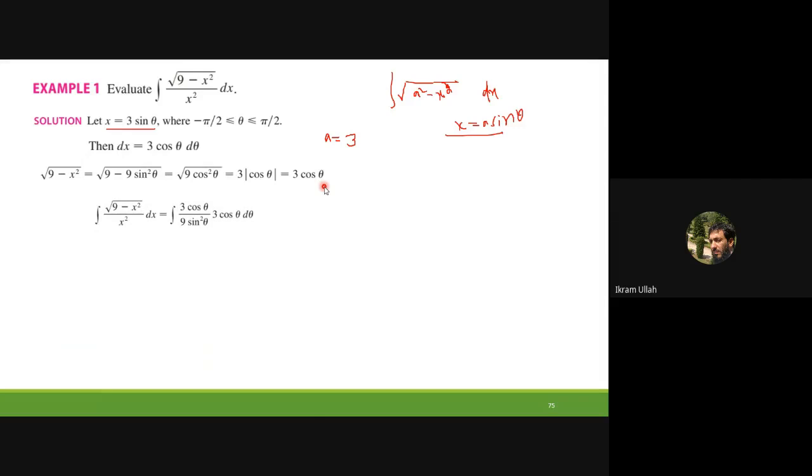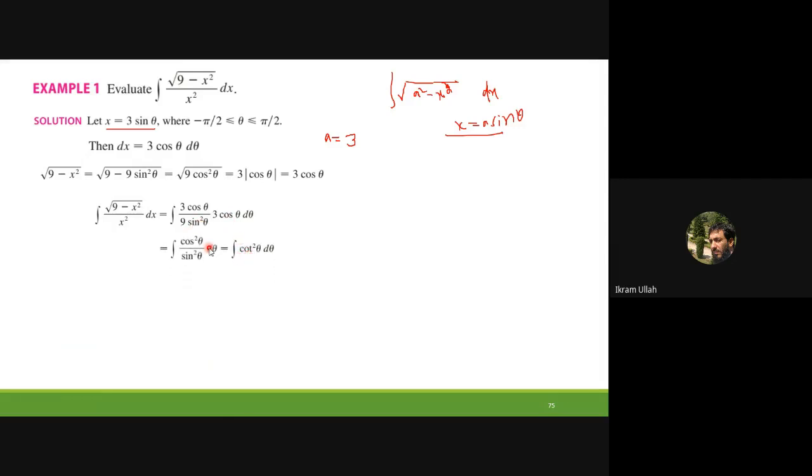Now evaluate this integral. So instead of this term, the numerator, we can write 3 cos theta, and x square, squaring this, is 9 sin square theta. And now the differential dx is equal to 3 cos theta d theta. So put 3 cos theta d theta. Now simplify this term. This 3 will cancel with the 9, and this 3 will cancel, so we get cos square theta over sin square theta.